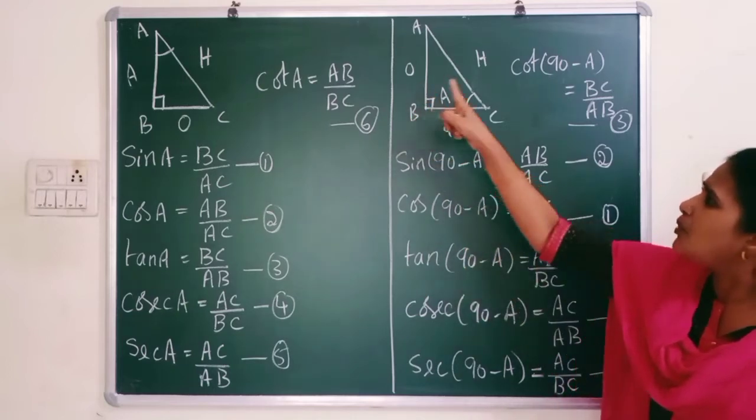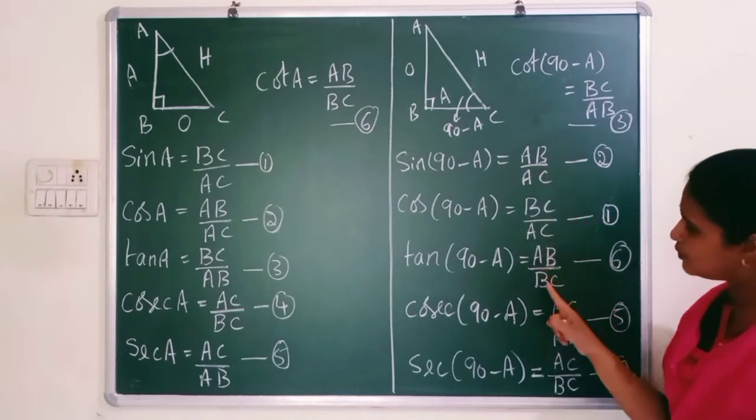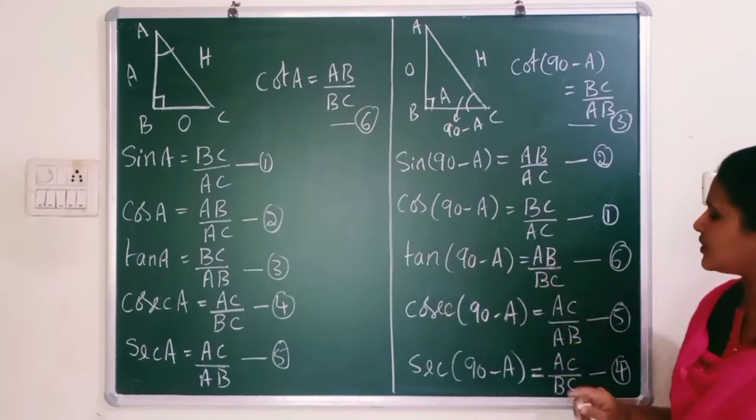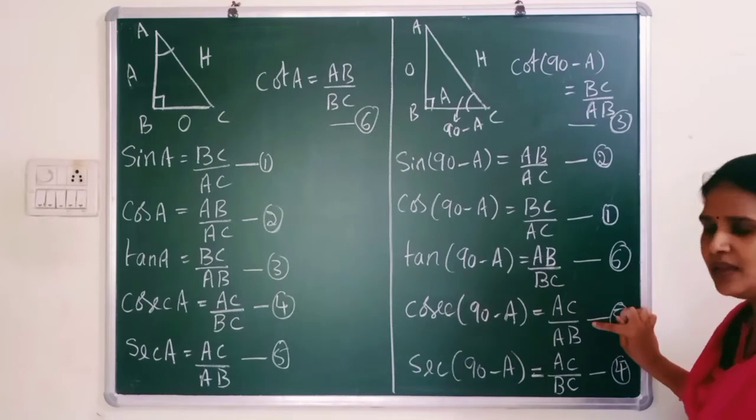Tan is nothing but opposite by adjacent, that is AB by BC. So the first three you write, and the next three are the reciprocals. Cosec is the reciprocal of sine. Sine is AB by AC, so cosec becomes AC by AB.